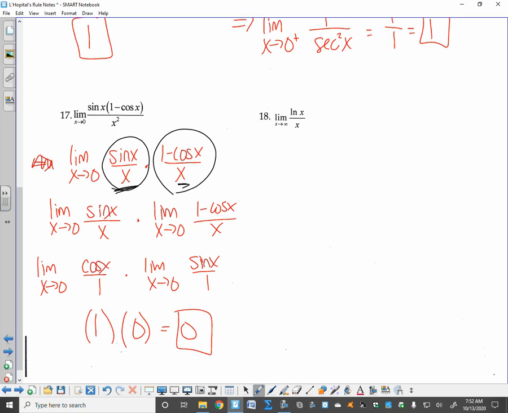So I pulled them apart, looked at the limits, the product of the limits separately, did L'Hopital on one, did L'Hopital on the other, and reevaluated my limit.